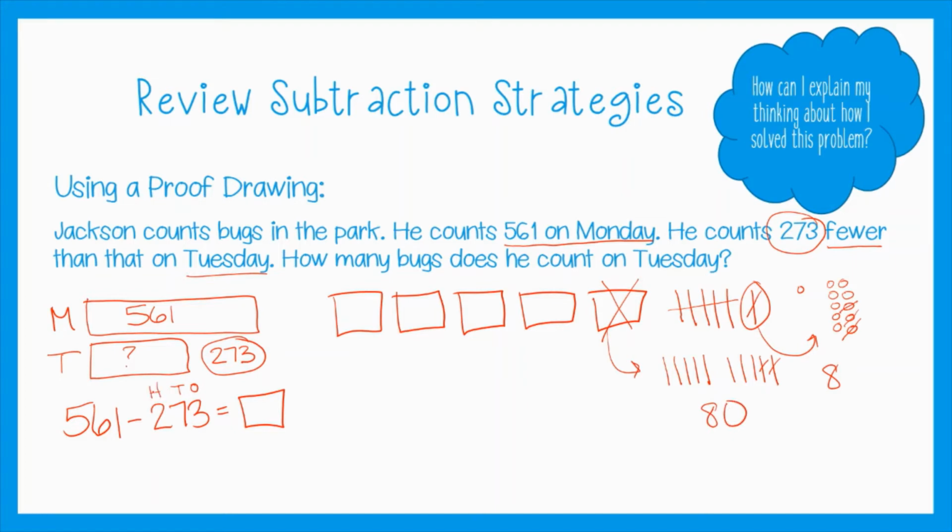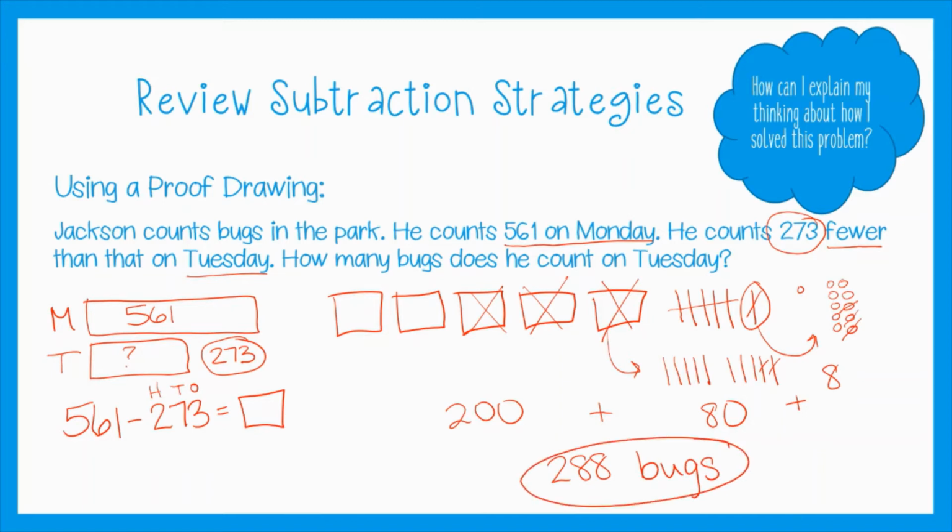Now I'm going to subtract my hundreds. So I have 2 hundreds. And that leaves me with 2 hundreds left over. So 200 plus 80 plus 8 is 288. Remember, with word problems, we also need our label. So it's 288 bugs. So on Tuesday, he found 288 bugs.